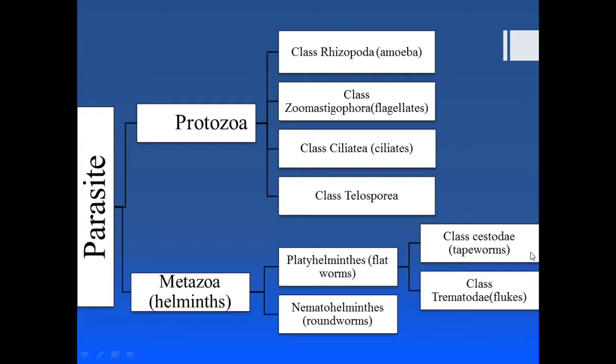The second one is the class Trematoda. The Trematoda are the flukes. They have a leaf-like body. So this is the general classification of the parasites. We have covered the class Rhizopoda, Zoomastigophora and Ciliata in the previous videos, and today we will be covering the parasites of the class Telosporea. So let's have a start.